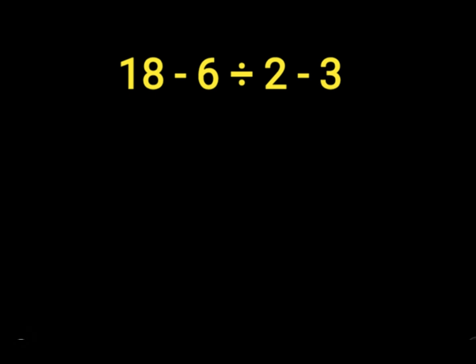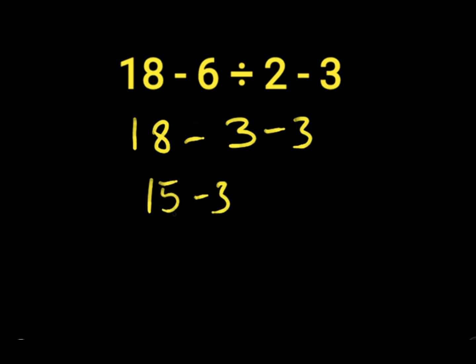6 divided by 2 will give us 3. Then we have 18 minus 3 minus 3. Then we have a subtraction and a subtraction. We work from left to right. 18 minus 3 will give us 15. Then 15 minus 3 will give us 12. 12 is the right answer to this expression.